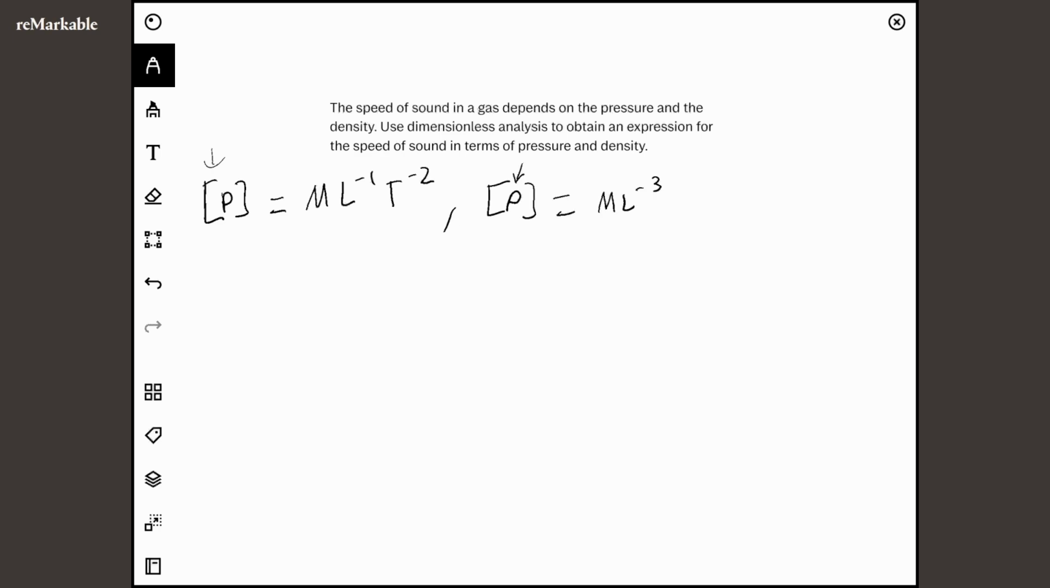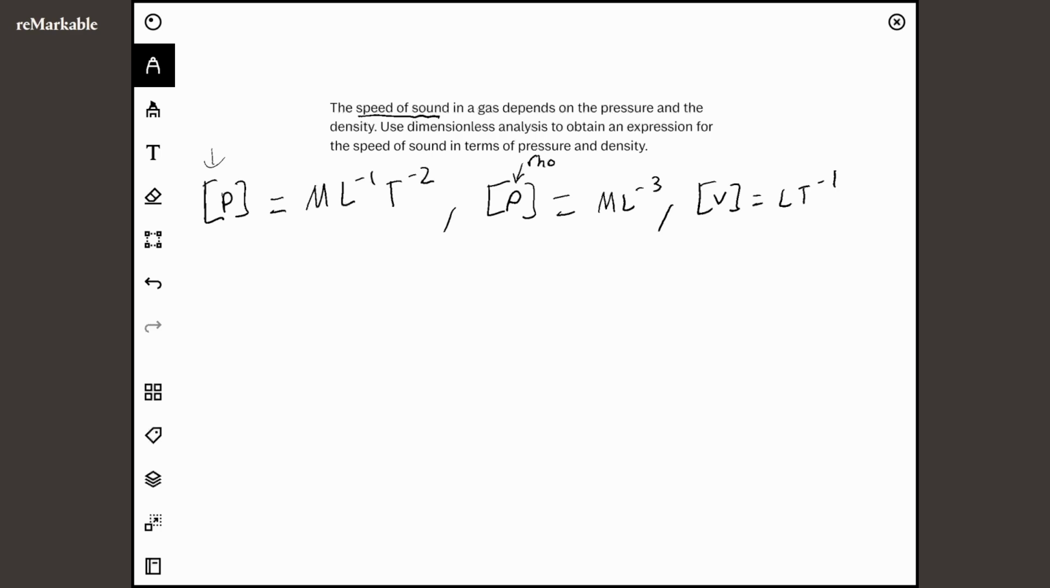Now, note this value here for density is not the same as the big P in pressure. This is actually called rho. It's a Greek letter, but that's not relevant. Finally, we have velocity, or the speed of sound, v, which would just be L T^-1 for distance over time.